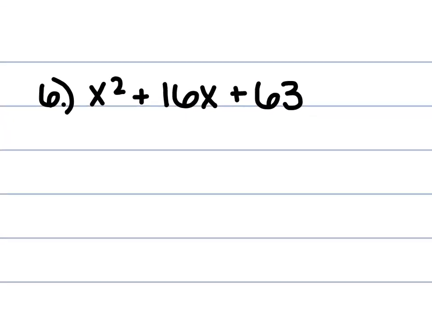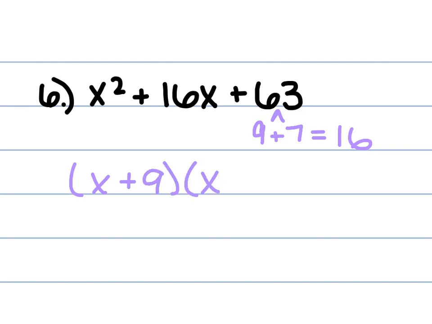For 6, we have x squared plus 16x plus 63. We are going to factor this by finding the factors of 63 that add up to be a positive 16. So we have 9 and 7 that add to be a 16. So this is going to be x plus 9 times x plus 7.